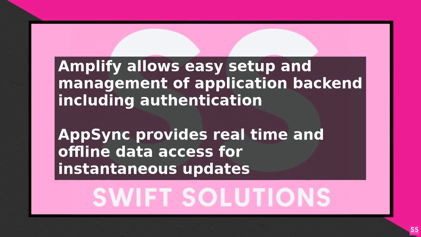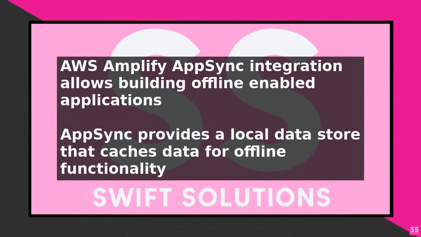This involves defining the data model, resolvers, and authentication mechanisms for the API. Once the API is set up, developers can use the Amplify CLI to generate client-side code that interacts with the AppSync API. A key benefit of using AWS Amplify AppSync integration is the ability to build offline-enabled applications.